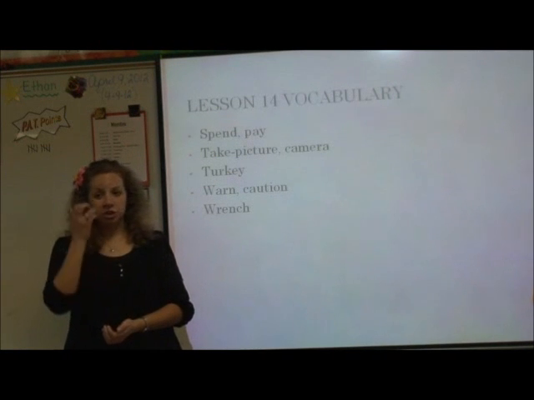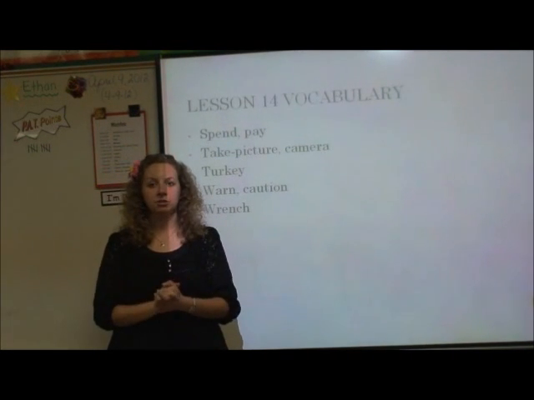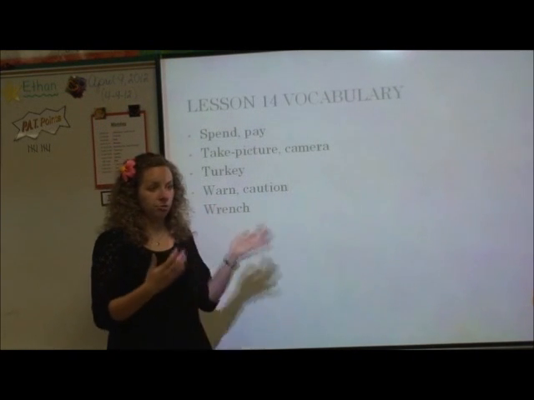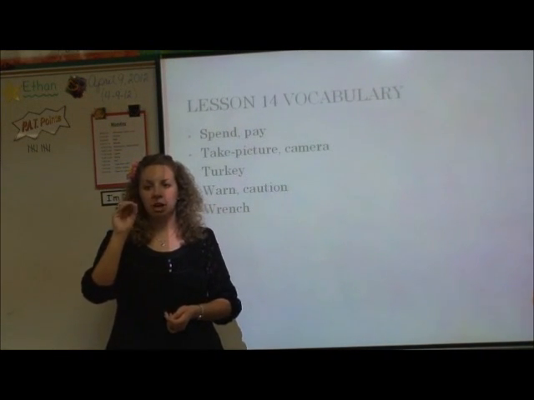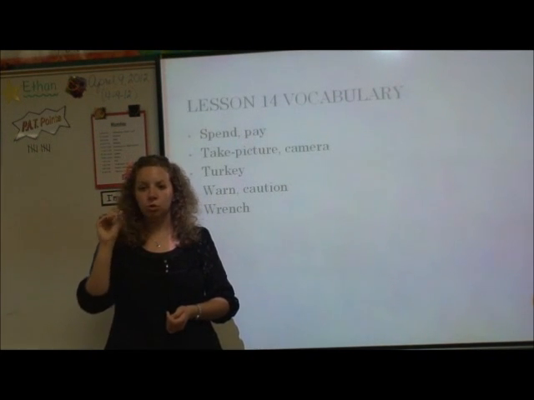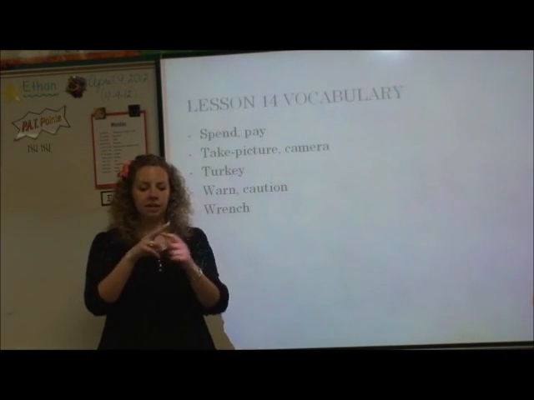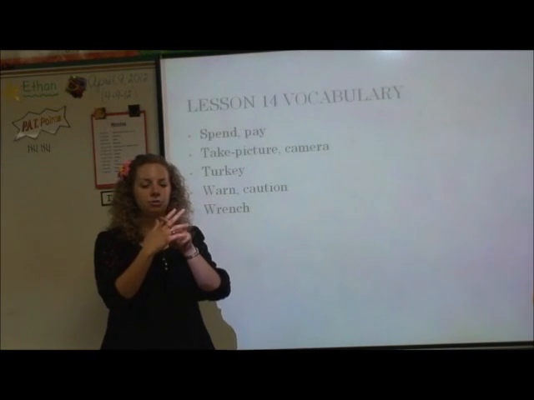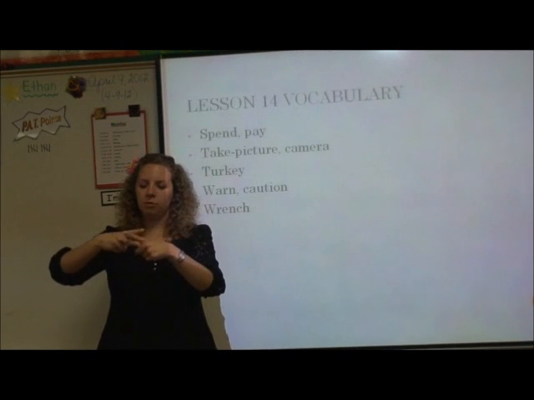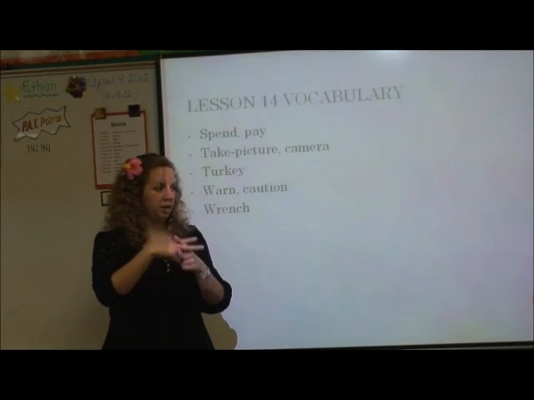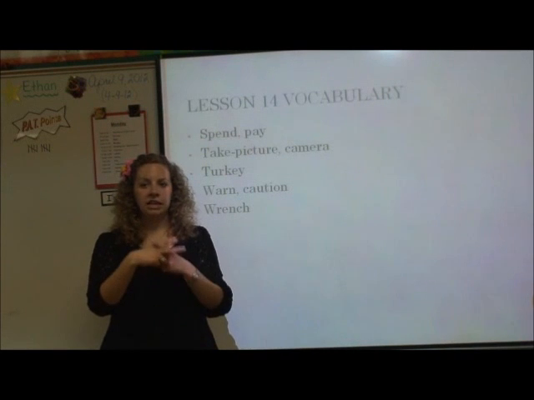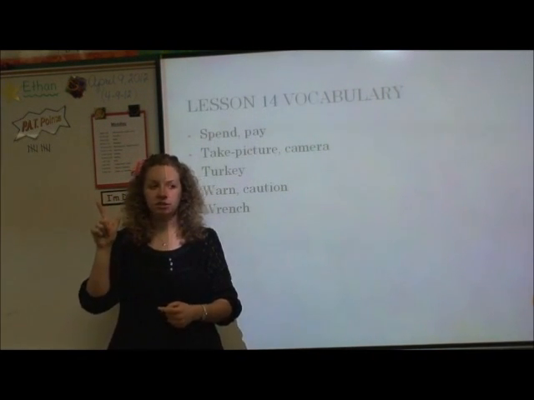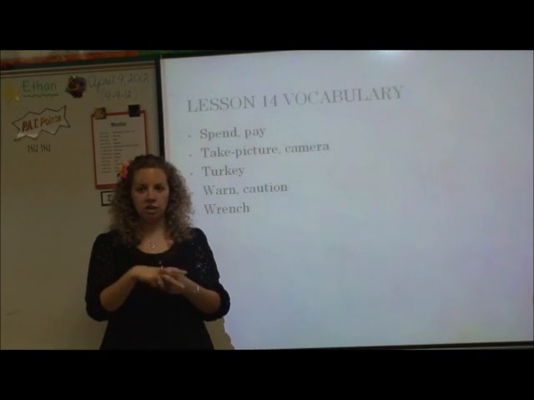Okay, and then we have wrench. I was told that there's a couple different ways that you can sign this, but the best way to clarify that you're actually talking about the tool, a wrench, is to sign tool, T-O-O-L, spelling it. Then you do it here between your knuckles, where my ring's at. Then you would put your hand here, almost all the way in, and do it back and forth here. The reason you'd spell tool, T-O-O-L, is to clarify that you have the tool, and then do it here.